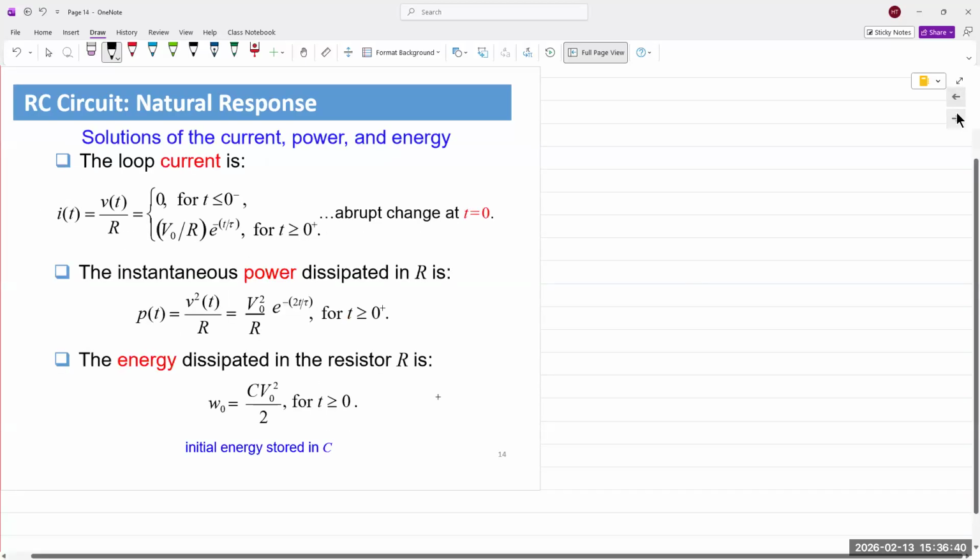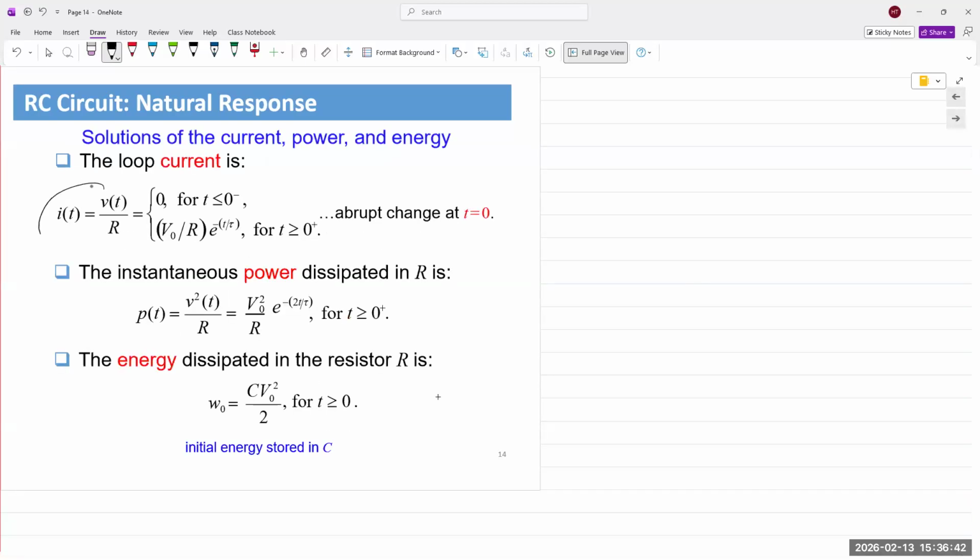Equations for current, power, and energy. Current can be found from Ohm's law because it's a series circuit. Same current goes through both. Power is again product of voltage and current. P equals VI, V square over R. And total energy stored in the circuit, half C V square.